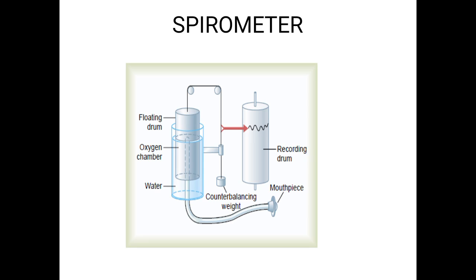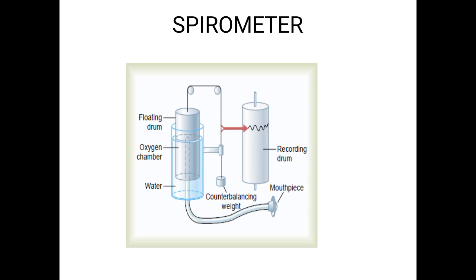This instrument is called as spirometer. This is called as a water seal spirometer. We have placed water here. Two drums are there. One drum inverted, and one drum which is double layered. In between, you can see we have put up the water. So air is here inside.